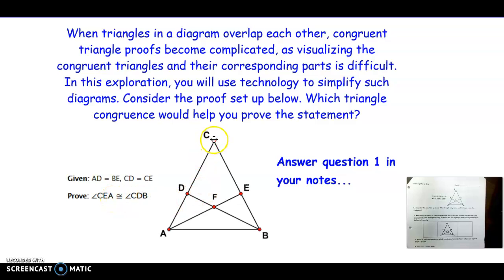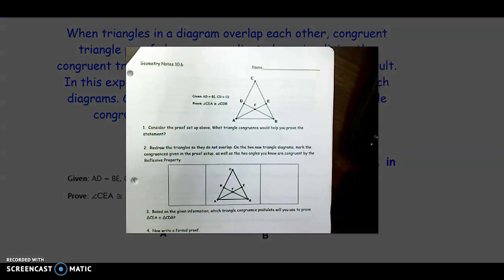So if we look at angle CEA, this is this angle right here. And we also have angle CDB, which is this angle right here. If you'll look at the triangles that those angles are in, that really does help you see what triangles you need to prove are congruent first. So number 1 says, what triangle congruence would help you prove this statement?